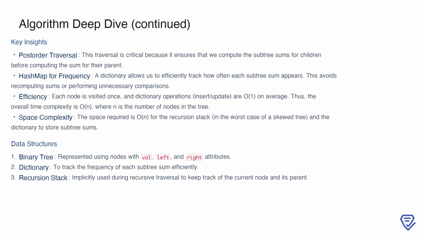The space complexity is also O(n). This accounts for the dictionary, which can store up to n unique subtree sums, and the recursion stack, which has a depth proportional to the height of the tree. In the worst case of a skewed tree, this depth could be O(n). As for the data structures, we use a binary tree represented by nodes with value, left, and right attributes, a dictionary for frequency tracking, and the implicit recursion stack during traversal.